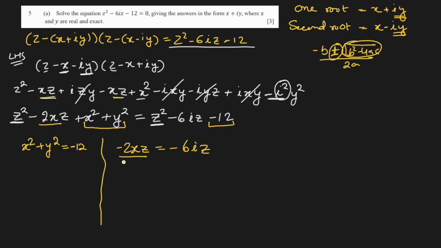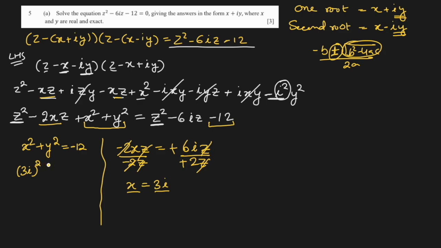Let's divide both sides by minus 2z. So minus 2 and z cancel. We are left with only x here, and this becomes positive. 6 divided by 2 is 3i. X comes out to be 3i, but they said x and y are real and exact. Don't worry about this. We will substitute and we'll get the right ones later. So let's substitute it here.